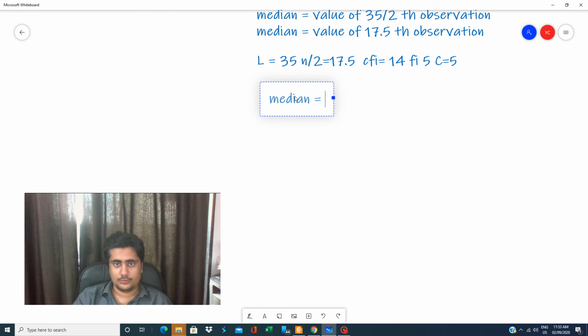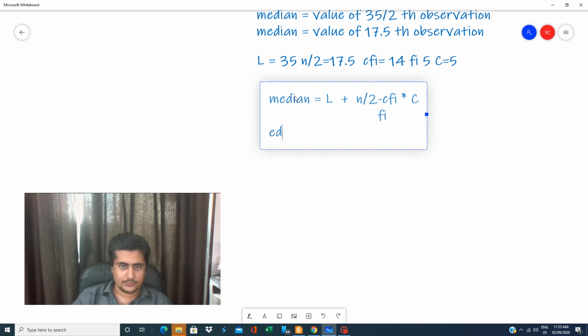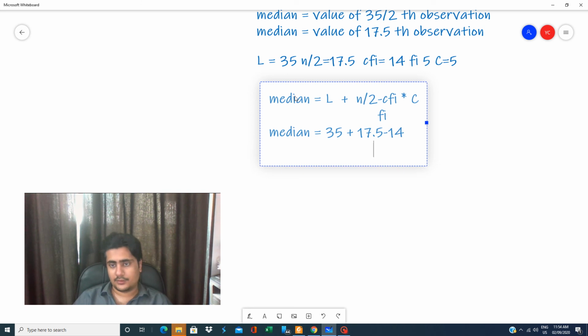Median is equal to L plus n by 2 minus CFI upon Fi into C. So median is equal to, what is L here? 35 plus n by 2, 17.5 minus CFI upon Fi into C.